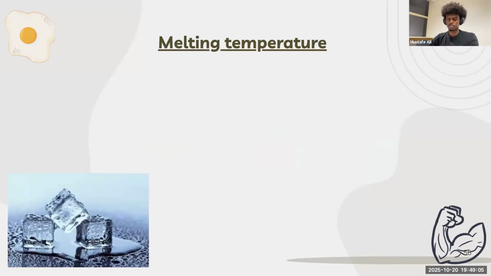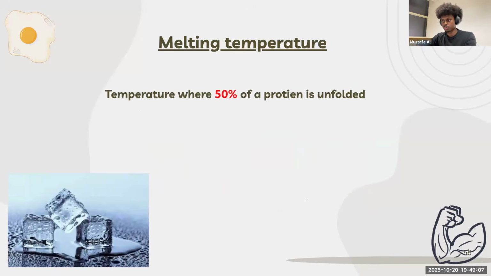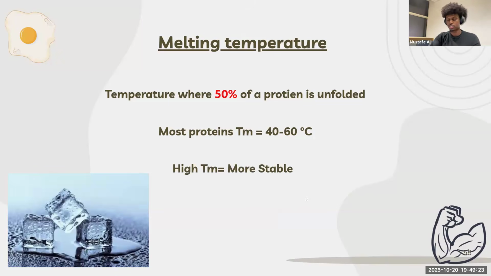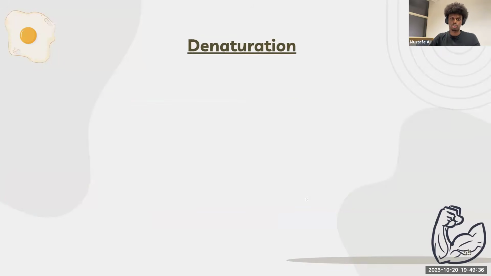Now, there's this other concept called melting temperature. What melting temperature essentially is, is the temperature at which 50% of a protein is unfolded. Okay? Most proteins have a melting temperature of literally around 40 to 60 degrees Celsius. And the higher the melting temperature of a protein, the more stable that protein is. It makes sense, right? The more heat that is required to misfold a protein, the more stable it is. That's all I want you to know about the melting temperature. Just know the definition, and that's about it.